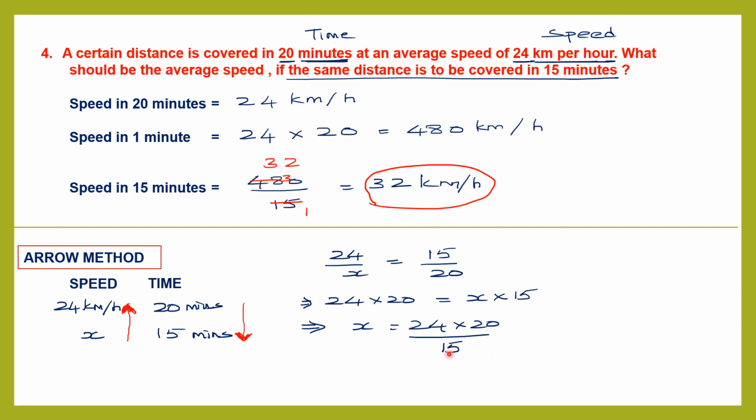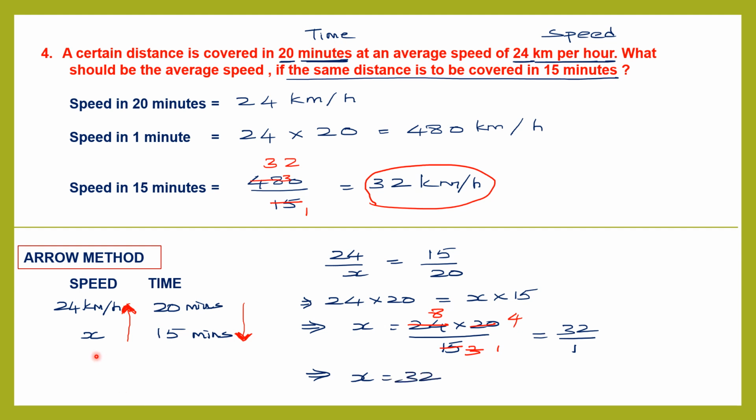Now we're going to cancel. Let's see how to cancel this. I can cancel 15 and 20 by 5. 5 threes are 15, 5 fours are 20. Now I can cancel 24 and 3. 3 ones are 3 and 3 eights are 24. So now I can multiply my numerators. 8 fours are 32. This is 32 by 1. So now we know the value of x. X is equal to 32.